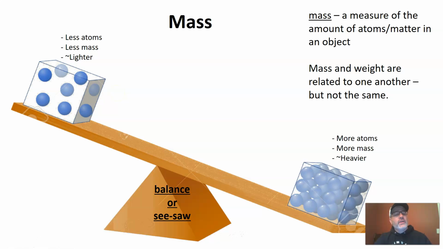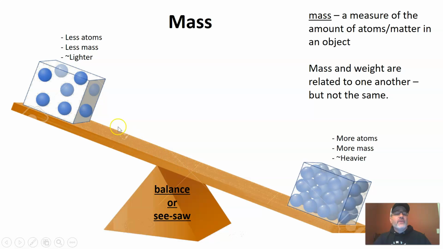I can see one, two, three. I can see about 8 atoms that make that up. Now, if we look at the other cube on the other end of the seesaw or the balance that's down, we can see that it has many, many more atoms in it. Now, remember, mass is a measure of the amount of atoms. So, quite frankly, we could just count the atoms.